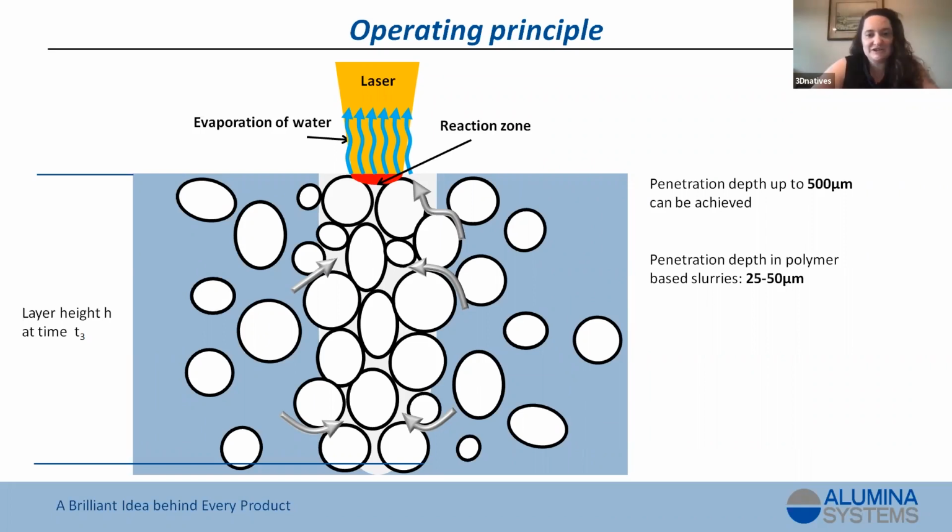Another question which has suddenly gained in popularity is, what are the maximum and minimum viscosities of the slurries that can be used in the LIS process?